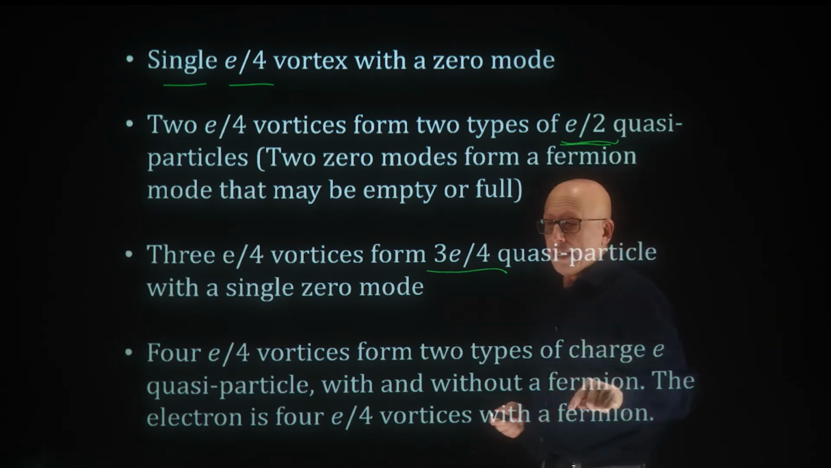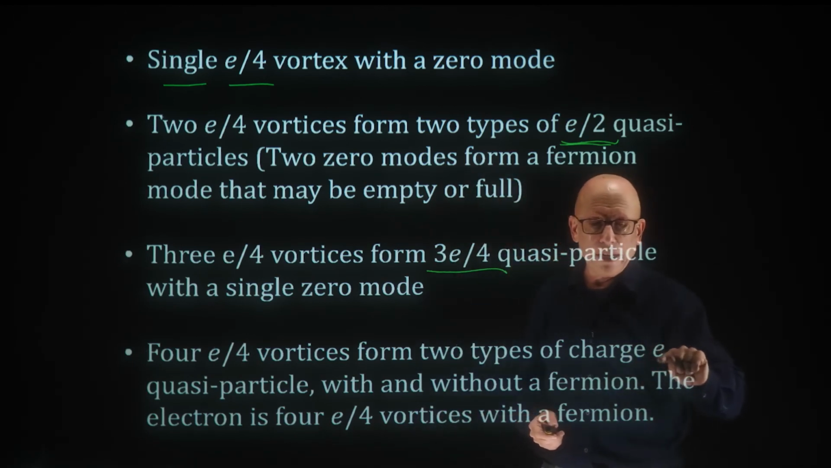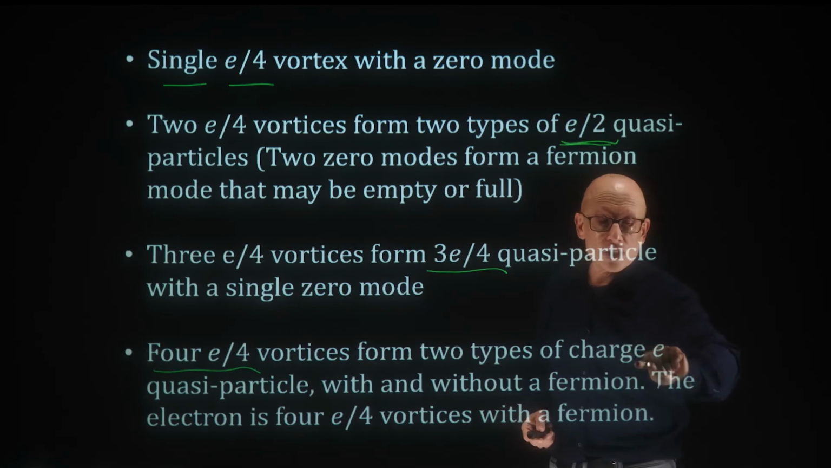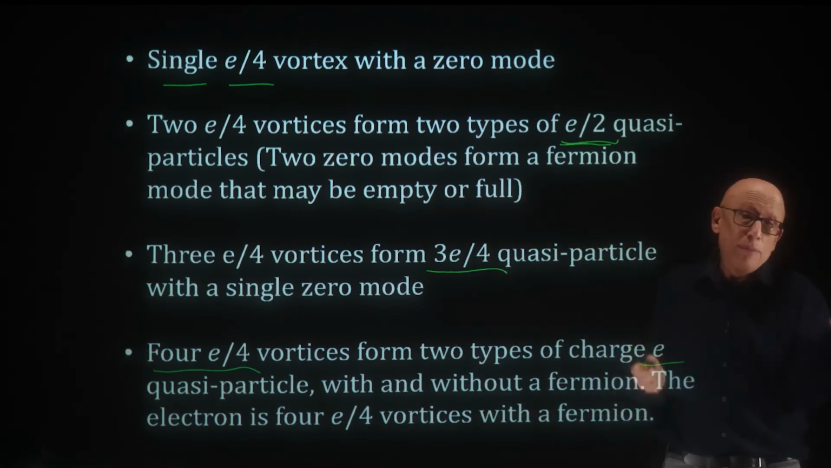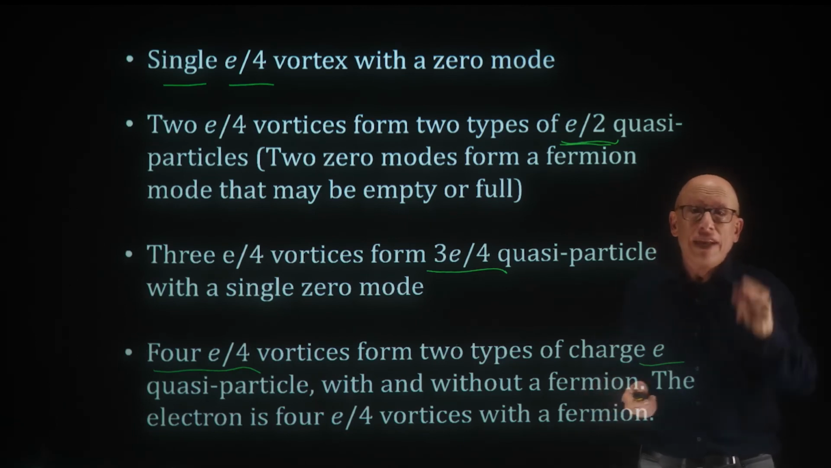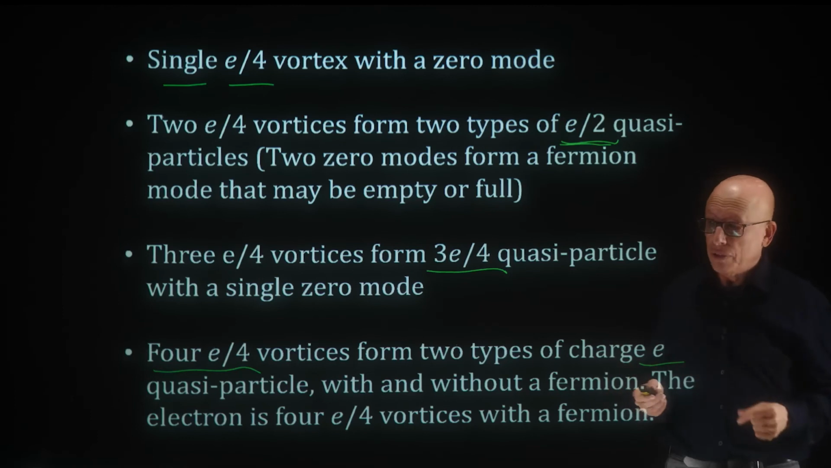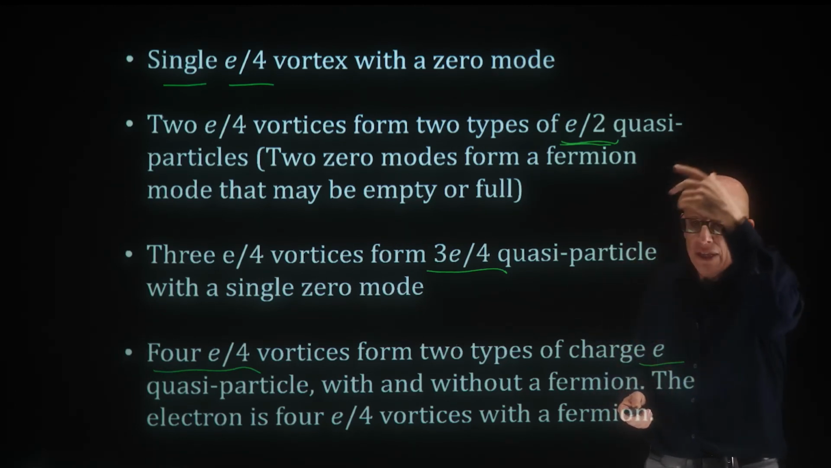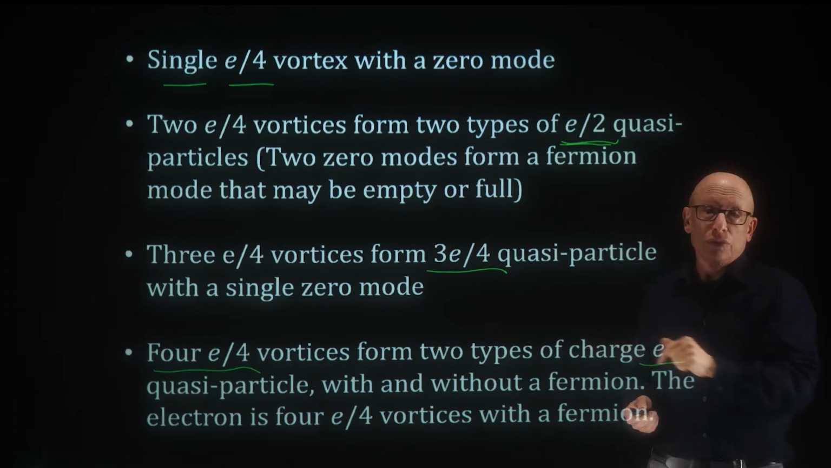Then in the last step, if we bring 4 quarter-charge quasi-particles, we'll get a charge e quasi-particle. Now, we'll get 2 of them. One of them is definitely the electron, and that's the one that has a fermion in it, because the electron is a fermion. But the other one will be a charge e quasi-particle that's not the electron.